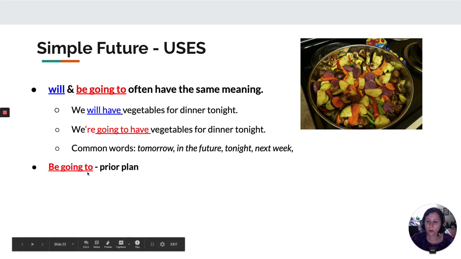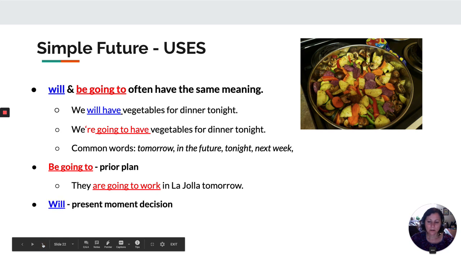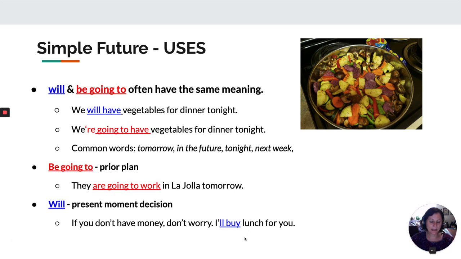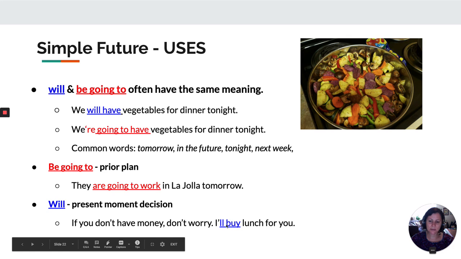But be going to, we often use for a prior plan. Like, they are going to work in La Jolla tomorrow. This is planned. It was arranged. Will, we often use for present moment decisions. Like, if you don't have money, don't worry. I'll buy lunch for you. This wasn't a prior plan. I made the decision right at that moment. In those cases, we use will.